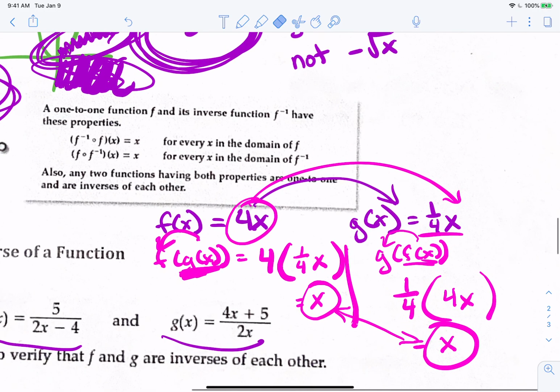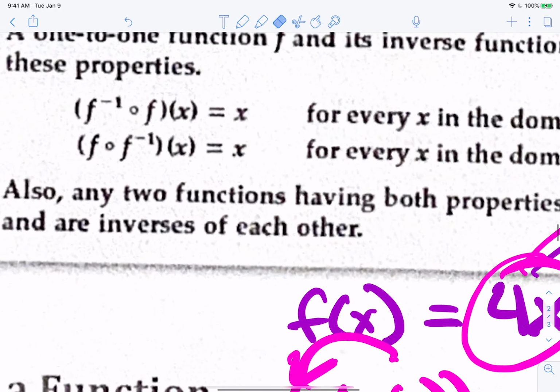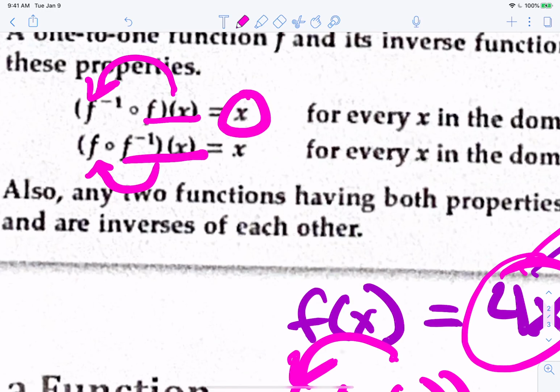So that's what this rule up here says: if I take f inverse and plug f of x inside of it, it comes out to be x. If I take f inverse and plug it into f, it comes out to be x. Now, do you know why it comes out to be x? That's what people don't know. Why does it come out to be x each time?